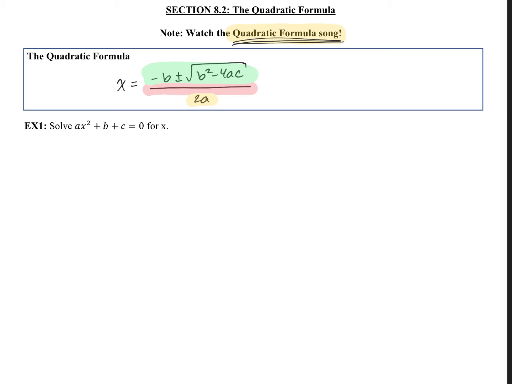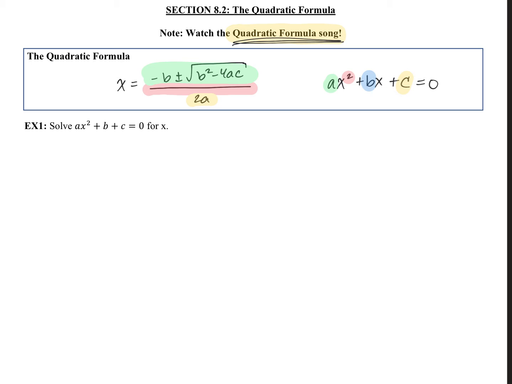And then where are all these values, a, b, and c, coming from? Well, they're coming from the quadratic form, ax squared plus bx plus c equals 0. The a value comes from the item next to the x squared. B comes from the value next to the x, and c is the number without a variable. Those are the ones that you plug into the equation.